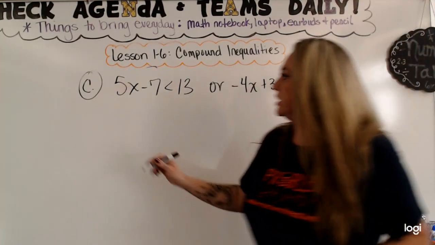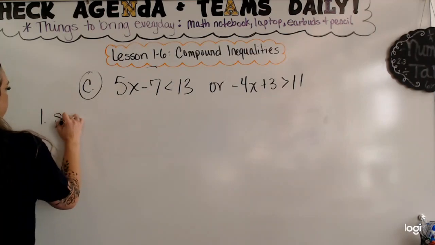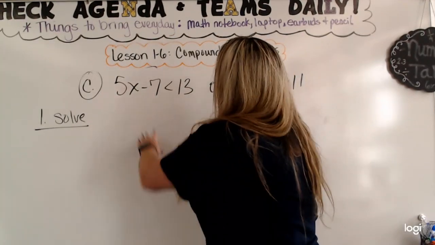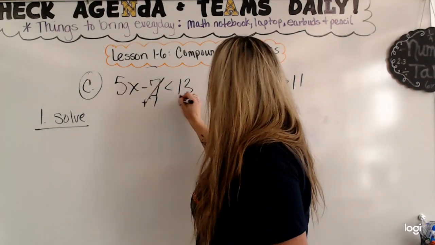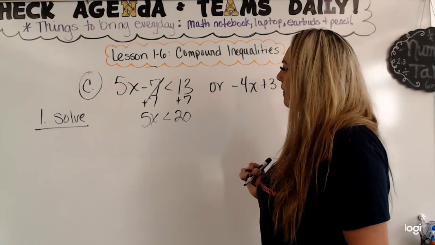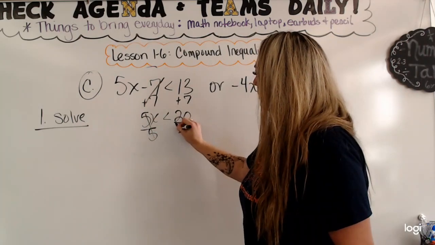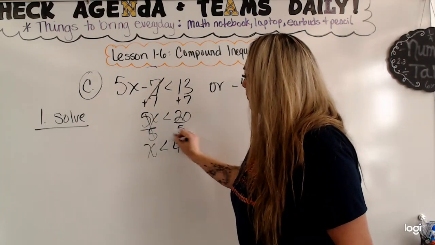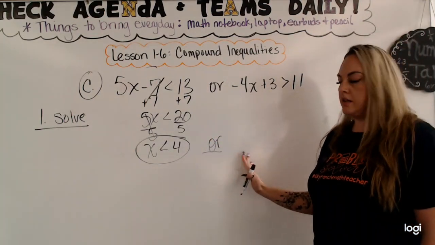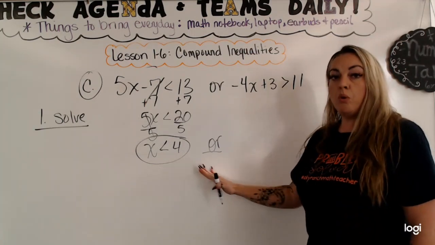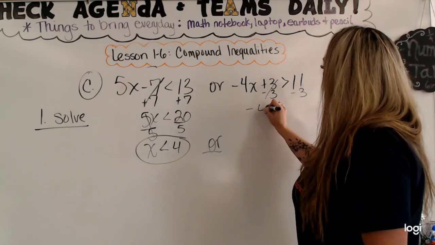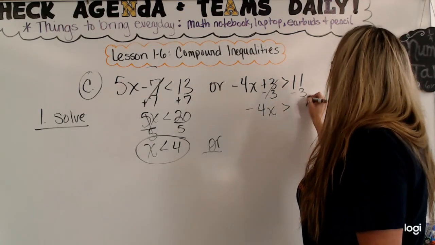So this is 5x minus 7 is less than 13, or negative 4x plus 3 is greater than 11. The first step we're going to do is solve. Let's solve this one. We're going to add 7 to both sides. 5x is less than 20. Last step, divide by 5. And x is less than 4. So the solutions to our inequalities are x is less than 4, or we're going to figure out the other side. So we're going to subtract 3 on both sides. Negative 4x is greater than 8.